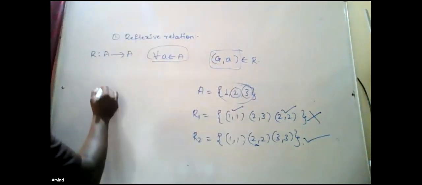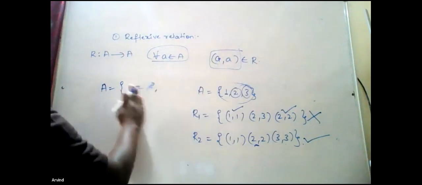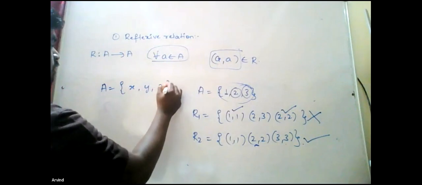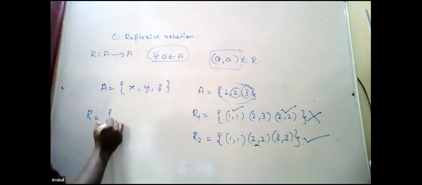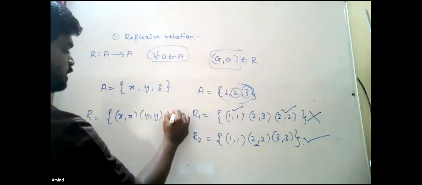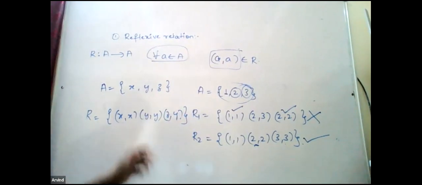I'll give you another relation. Suppose A is {1,2,3}, or let me take another one. Suppose A is {x,y,z}, and the relation is {(x,x),(y,y),(z,y)}. Is this a reflexive relation? Can we say this is a reflexive relation? No, sir. Why is this not a reflexive relation?